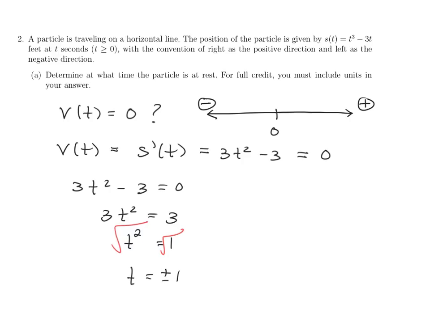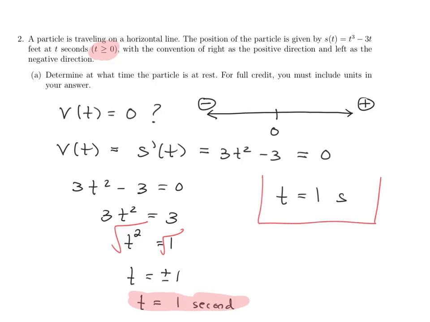However, we're told that time is defined to be positive, and therefore we only have to consider one solution, and that is t is equal to 1 second. And this is the answer that we're looking for. At 1 second, this particle is at rest. So you could put t equals 1 second like this. That would be fine as well. But in either case, at 1 second, this particle is at rest.